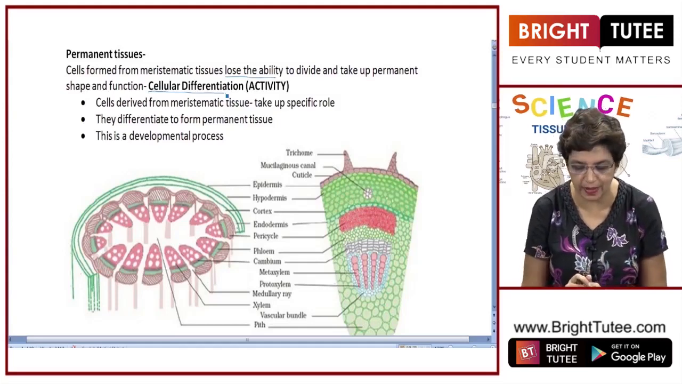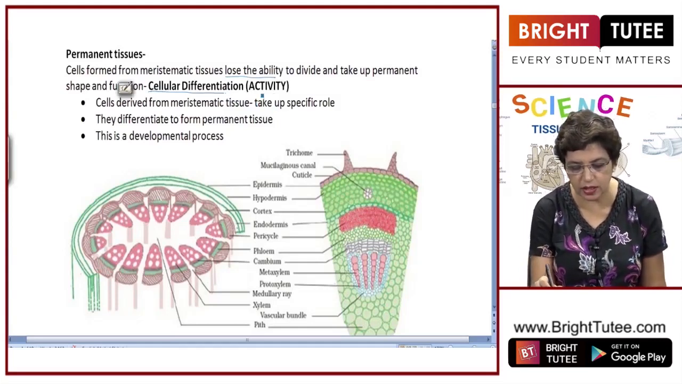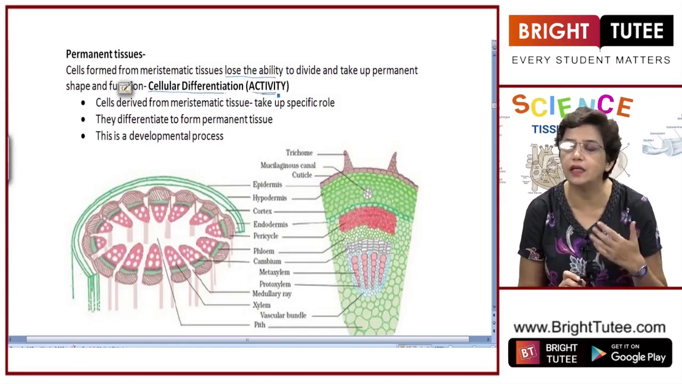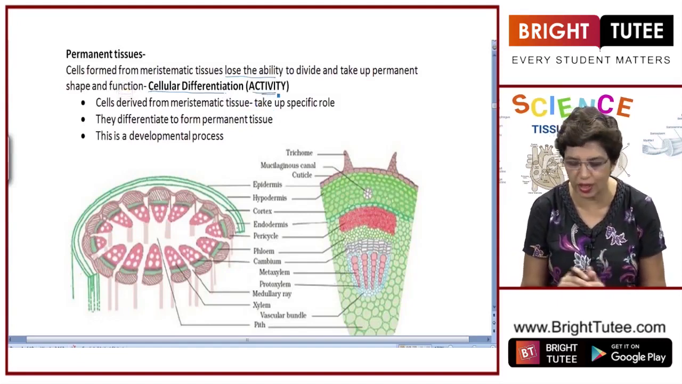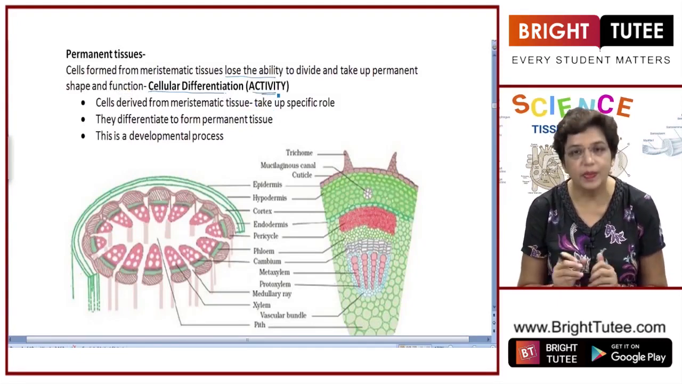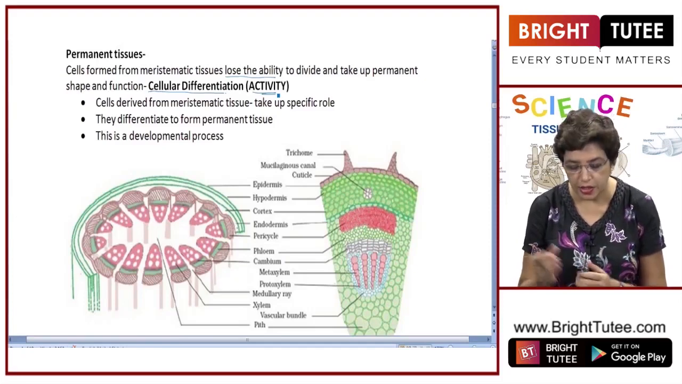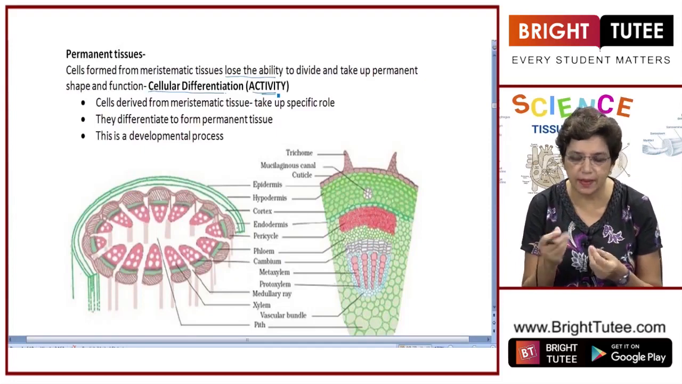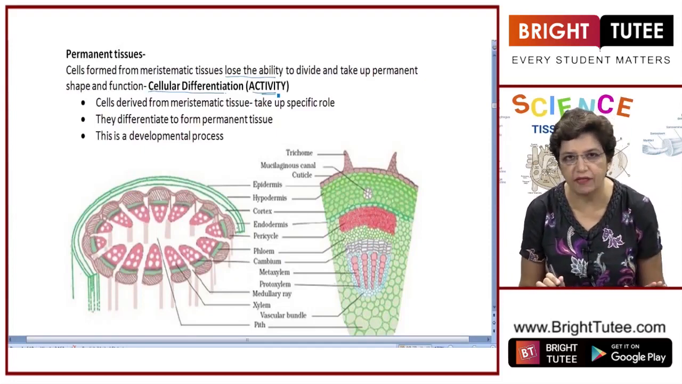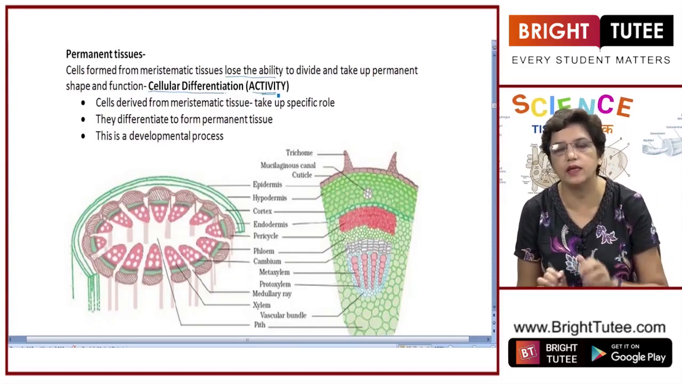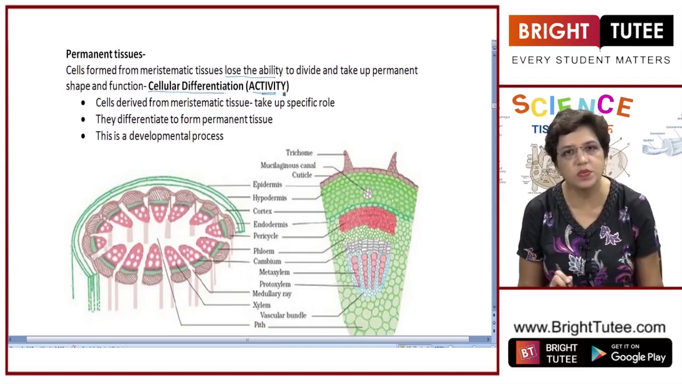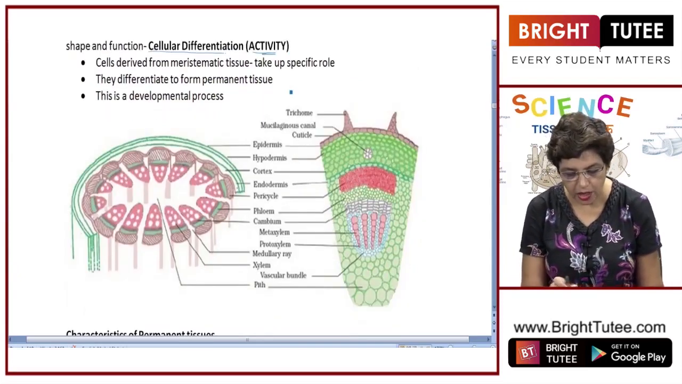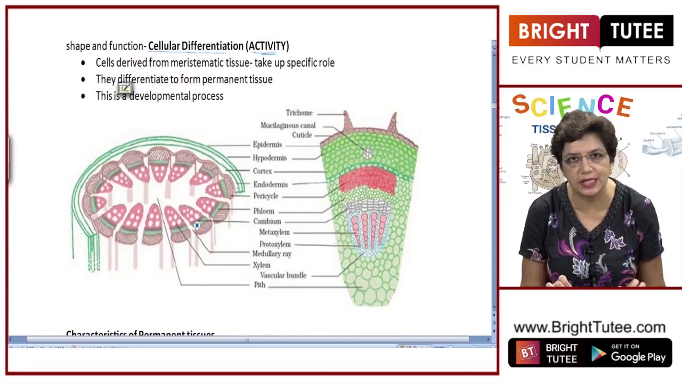Cellular differentiation takes place. You can perform this activity in your school laboratory. You cannot do it at home because you need a microscope for it. You take a thin slice of any branch or stem, stain it with safranin, then put glycerine and a cover slip on it and observe the slide under a microscope. You will see different types of cells in it.